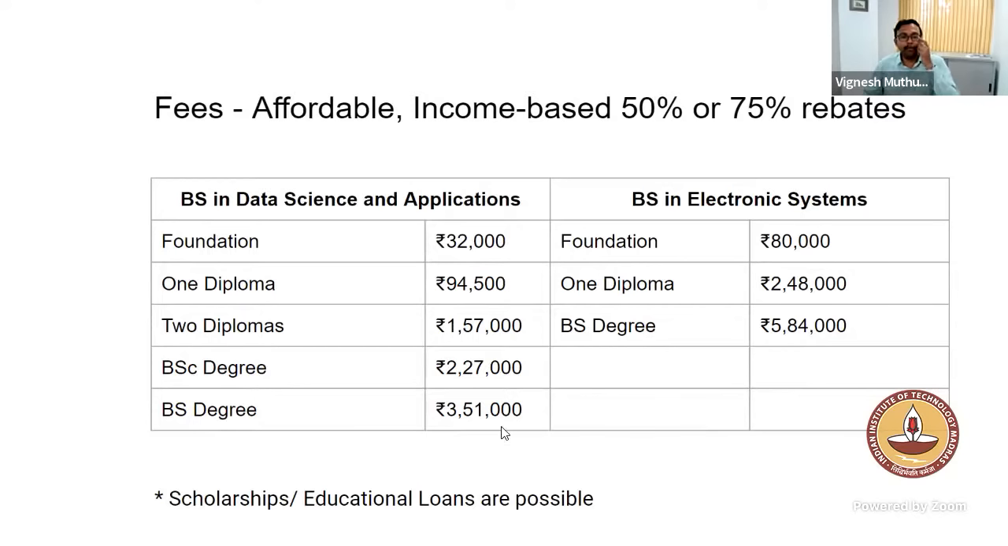So if the family income is less than 1 lakh, the total fee for the BS degree will be 1/4 of this 3,51,000, which would be less than 90,000 rupees, around 88,000 rupees.